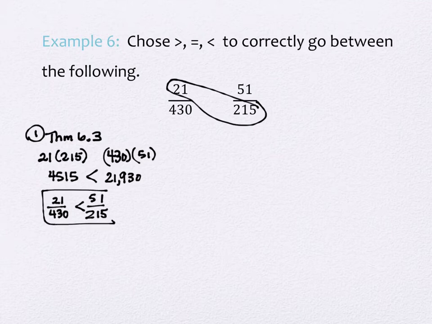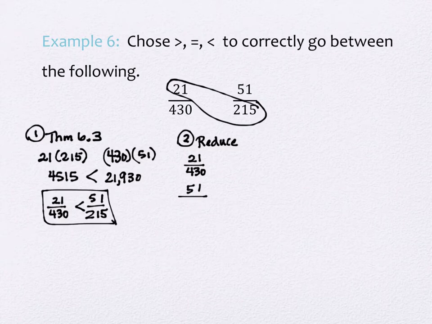That's one way to do the problem. It's not too bad, right? I mean, if you've got a calculator with you, you don't have to do the big multiplication, but it's not too bad. So that would be one option. Another option would be to reduce the fractions, right? We've looked at that before. So we have 21 over 430. And we had, what was the other one? 51 over 215.